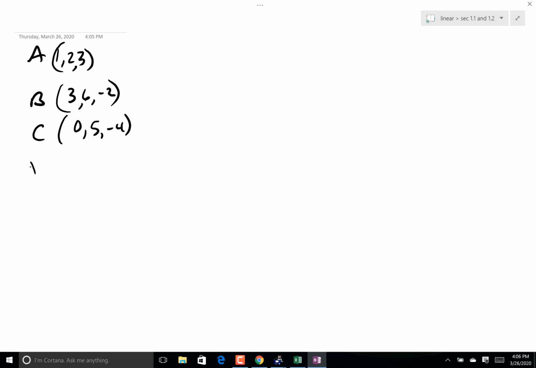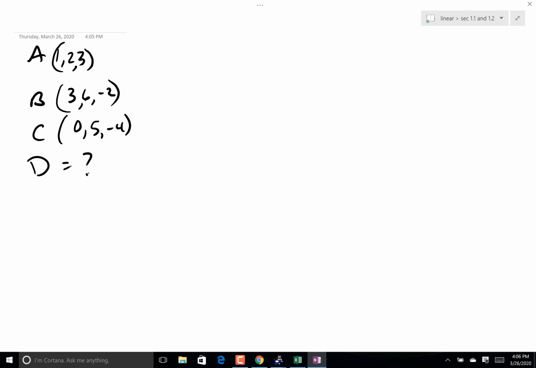Rectangle ABCD. Oh, I don't want to do that one. Sure, I'll do it anyway. I don't care. A, B, C, D, 1, 2, 3. That's where point A is. And point B is at 3, 6, -2. And C is at 0, 5, -4. And then D is equal. Uh-oh, we don't know where D is. Determine the coordinates of D.